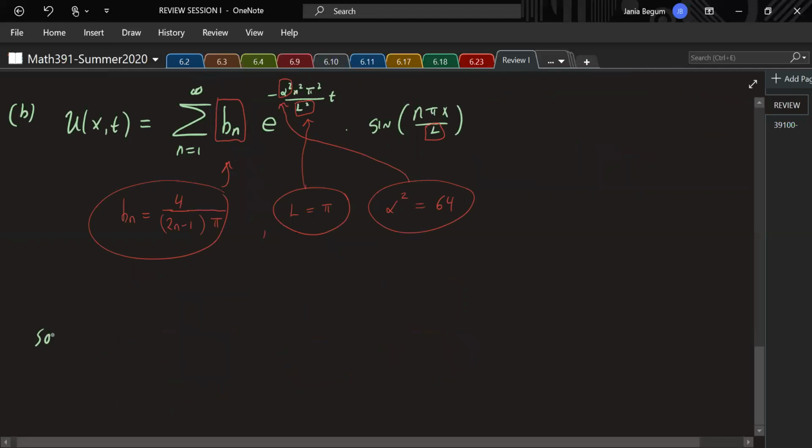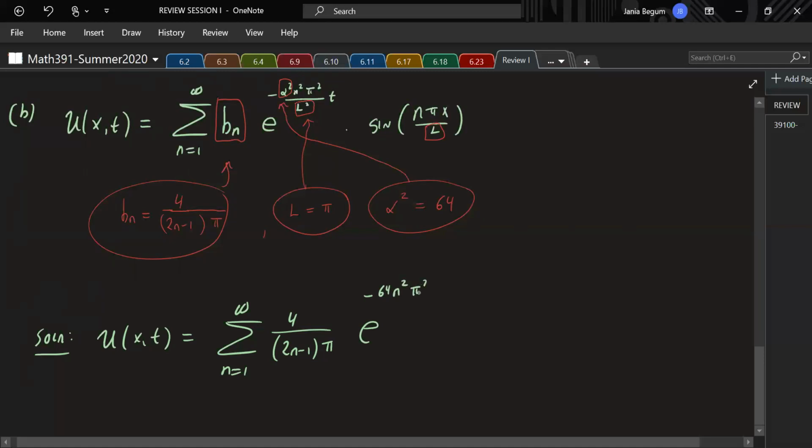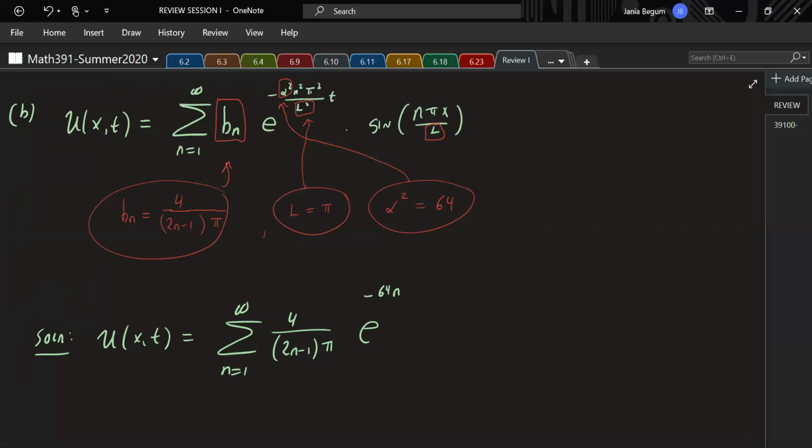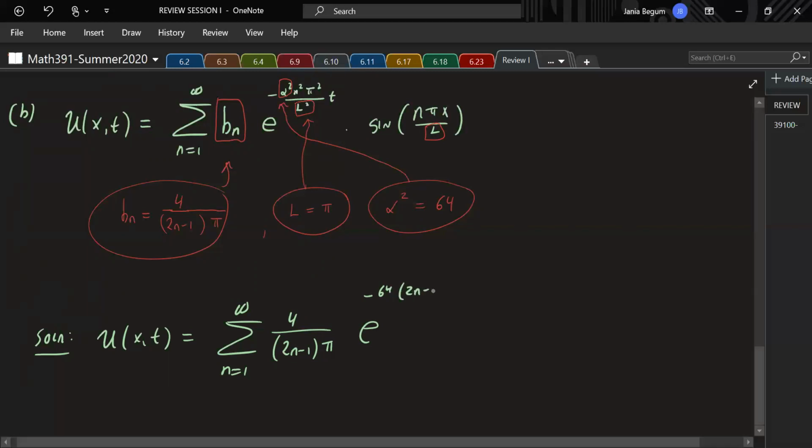So our solution to the heat equation, u of x,t is equal to the sum n equals 1 to infinity Bn, which is 4 over (2n minus 1) times pi, times e to the negative alpha square, that's 64, n square, pi square. Well, n is odd, right? So we have to put the rule for odd numbers, (2n minus 1) square, and then pi square over L square, L is pi, times t, and then sine of n pi x over L, L is pi. So that's the setup. Now just simplify this out.